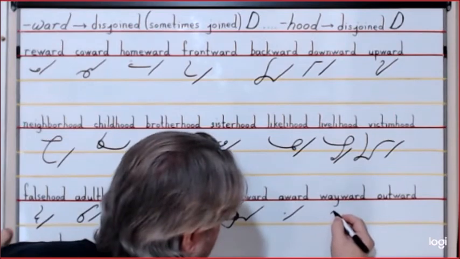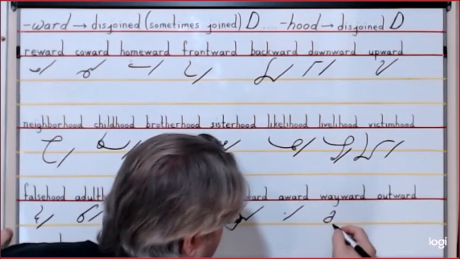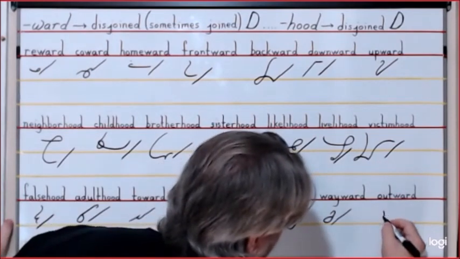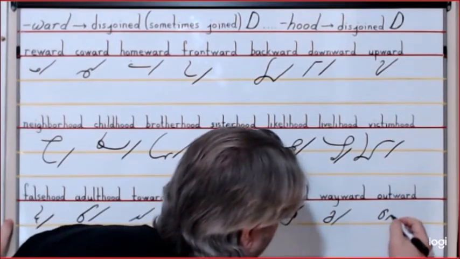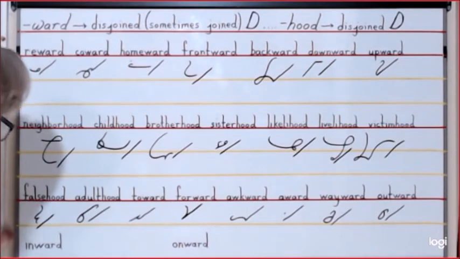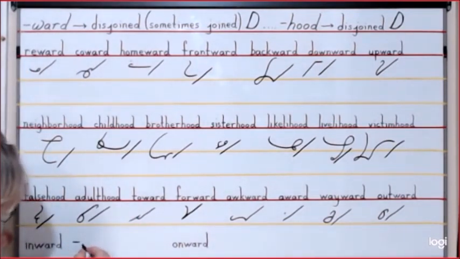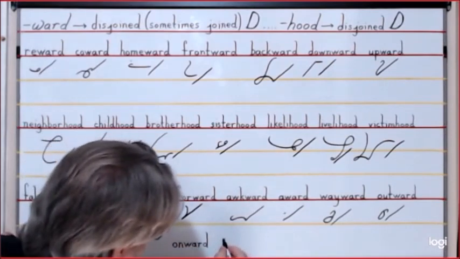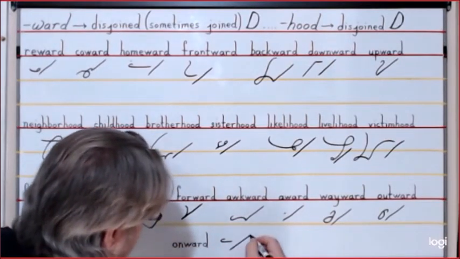Wayward is U-A, and a disjoined D. Outward is A-U, disjoined D. Inward is an N, disjoined D. And then finally onward is an O-N, disjoined D.